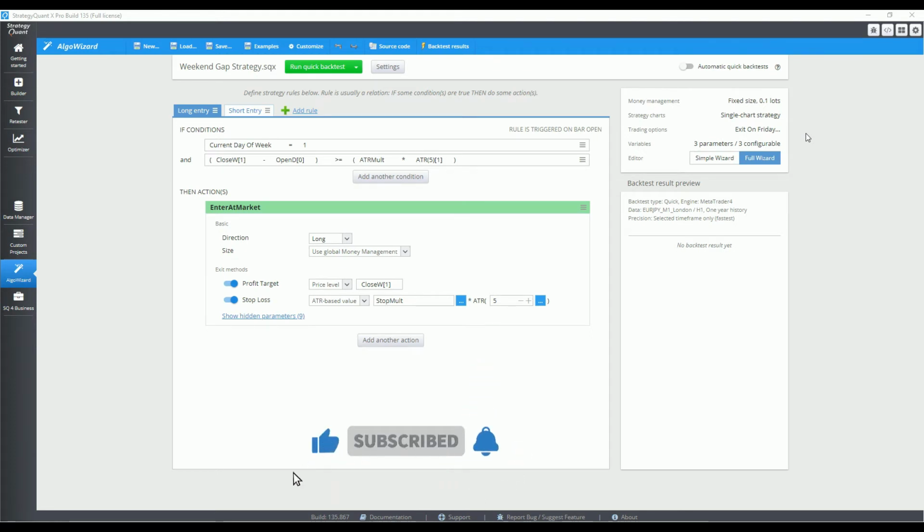Here are the entry conditions. It is Monday, and the weekend gap exceeds 3 times the 5-period average true range. Notice the weekly close has a time shift of 1 bar, meaning I'm referencing the most recently completed week. The daily open references the current day's open, so a shift of 0 is used.